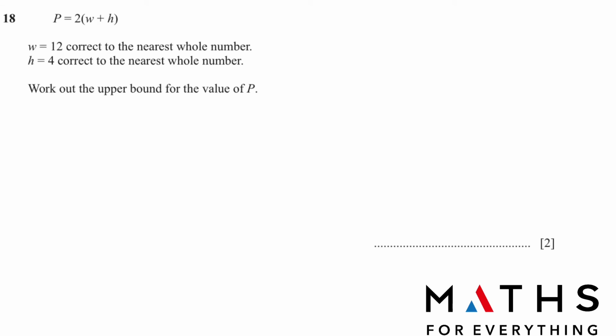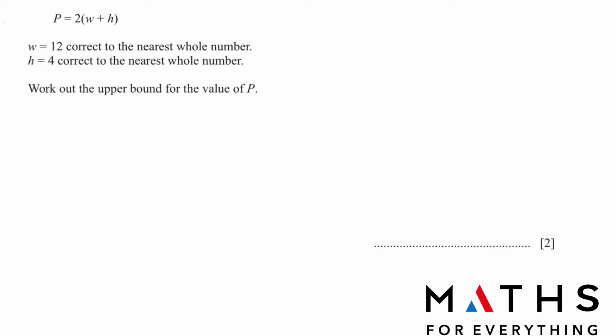Question number 18. P is equal to 2W plus H. W is equal to 12 correct to the nearest whole number. H is equal to 4 correct to the nearest whole number. Work out the upper bound for the value of P.